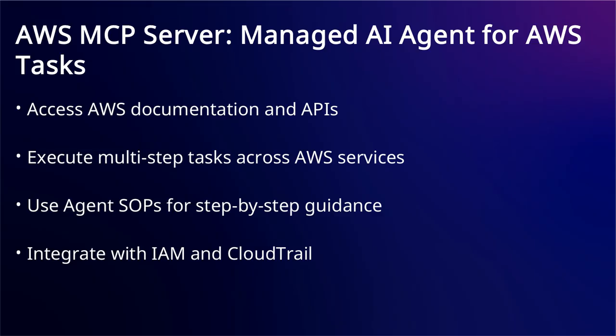AWS MCP Server addresses the challenge of performing complex, multi-step tasks across AWS services using AI agents. You can access AWS documentation in over 15,000 APIs, including those for new services. The server enables execution of multi-step tasks across multiple AWS services, guided by pre-built agent SOPs. You can use these SOPs for common tasks like hosting websites or configuring alarms. The server integrates with IAM for authentication and CloudTrail for audit logging, ensuring security and control while accelerating task completion.